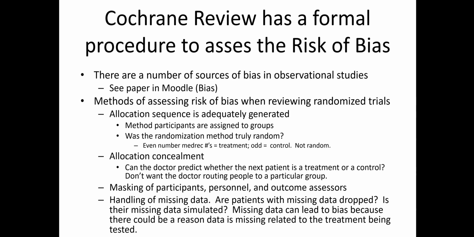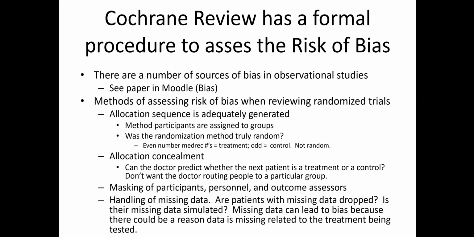The methods of assessing risk of bias when reviewing randomized trials include allocation sequence has to be adequately generated. So when you're writing up the paper and trying to get into a Cochrane meta-analysis or just a Cochrane review, you need to clearly state how you assigned groups. So saying that the first patient that came to your office was in group 1 and the second was in group 2, and the third was in group 1 and the fourth was in group 2, that's not an acceptable method of randomization. So you need to clearly lay out how you did it.